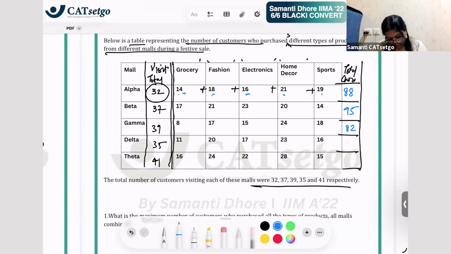10, 20, 87 this is. This is 10, 20, 40, 50, 60, 70, 80, 90, 100, 105. Right? So this is a total number of chocolates that are to be distributed. Right? So as I told you, the first step should always be what is distributed, how much among how many. So 88 chocolates are distributed among 32 people, 95 chocolates distributed among 37 people, 82 chocolates distributed among 39 people, 87 chocolates among 35 people, and 105 chocolates among 41 people. Fair? Idhar tak aa gaya?